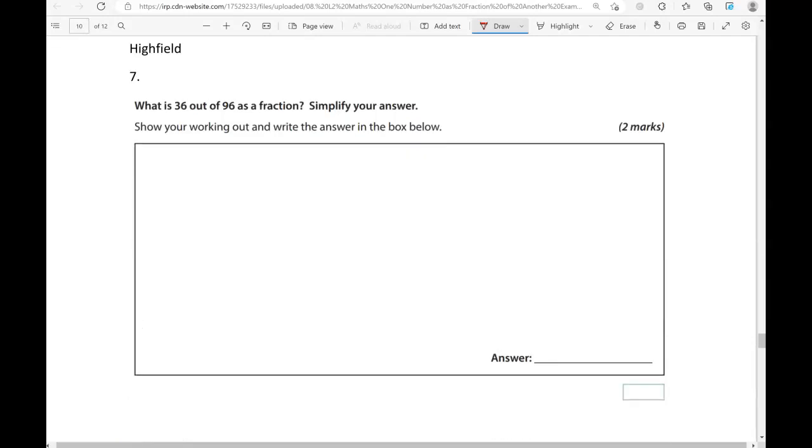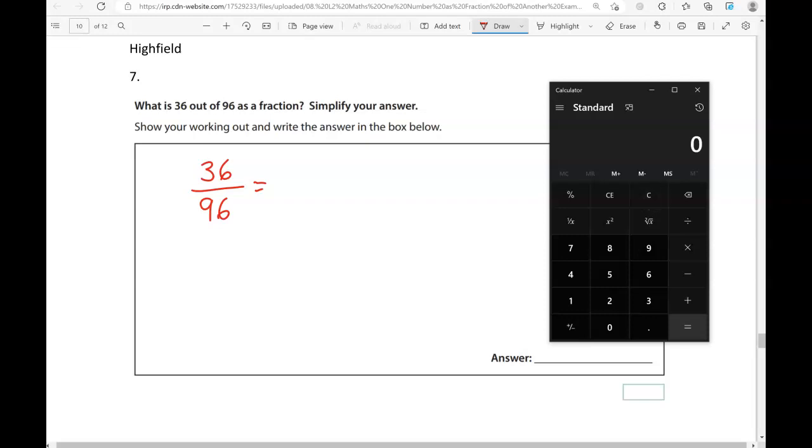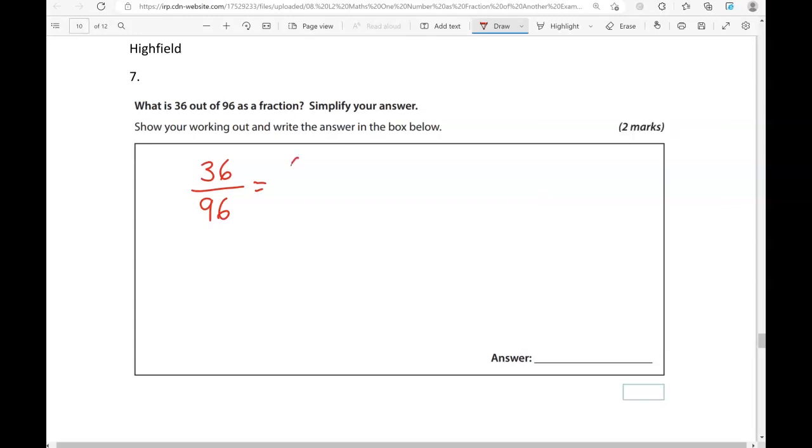What is 36 out of 96 as a fraction? Simplify your answer. 36 out of 96. 36 divided by 6 gives us 6. 96 divided by 6 gives us 16. We can halve both of the numbers, so we get 3 eighths, and we can't go any further.